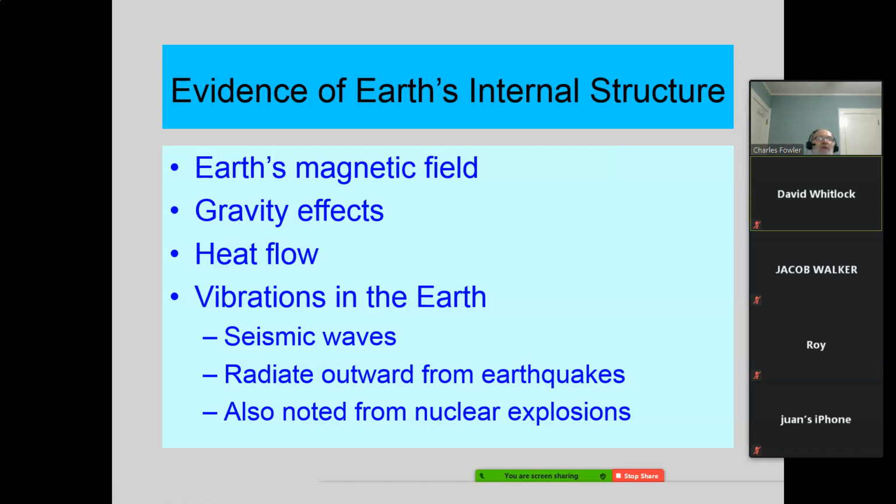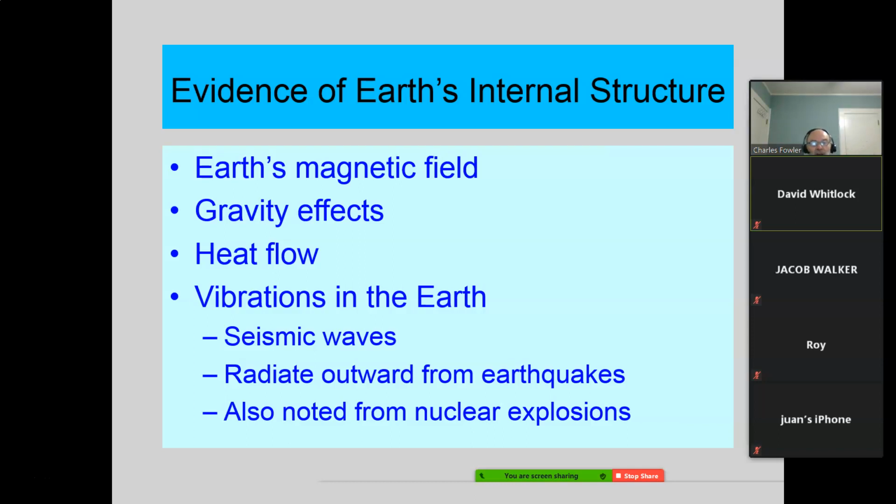Now, how do we know that? How do we know anything of what I just said? If you can't go down there and measure it, how do we know? Well, here's a few ways, each giving a different perspective of hints of why it's true. One reason is that Earth has a magnetic field. You say, wait a minute, what does that have to do with how the Earth is structured? Well, here's why.